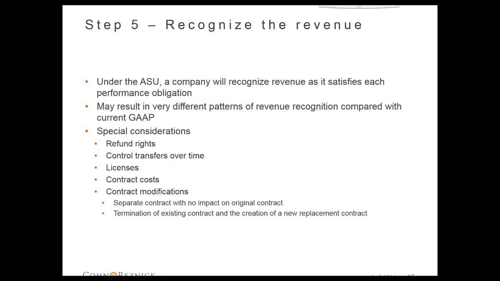There are also some special considerations. Refund rights. When a good or service is sold together with a refund right, a company should record revenue for the transferred goods or services in the amount of consideration to which the company expects to be entitled. Therefore, no revenue would be recognized for products expected to be returned or services expected to be refunded. A refund liability for any consideration received that's expected to be refunded, and, as applicable, an asset for a company's right to recover products from customers on settling the refund liability.